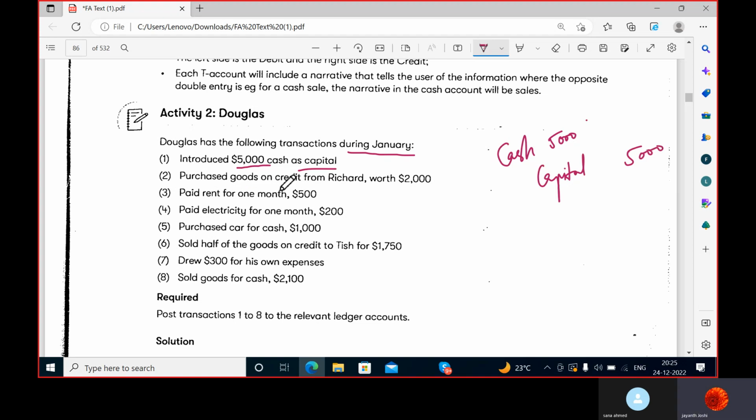Purchased goods on credit from Richard worth 2,000. So purchase is an expense, correct? Purchases, so debit. Expense is increasing, so debit, correct? Yes, sir. And the liability is increasing, so it's credit to payables.